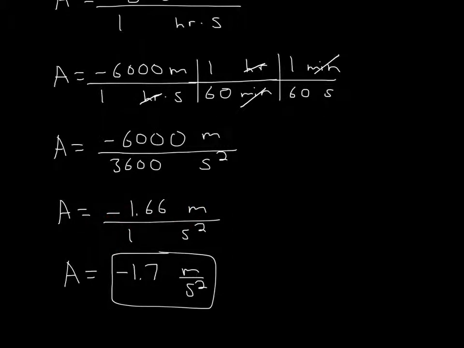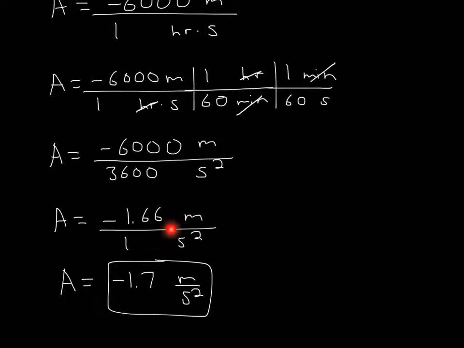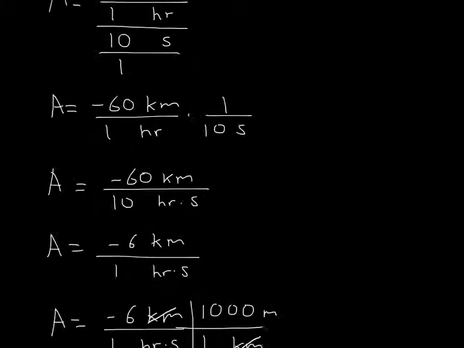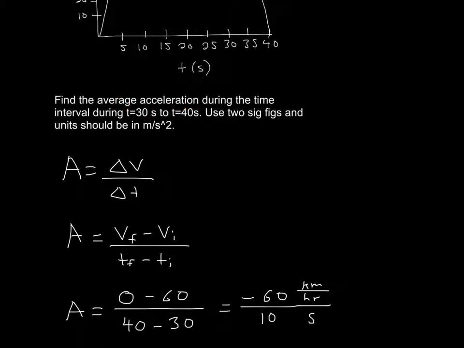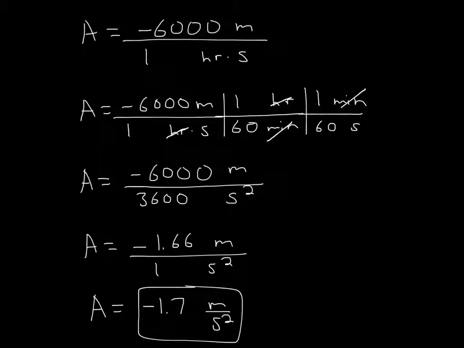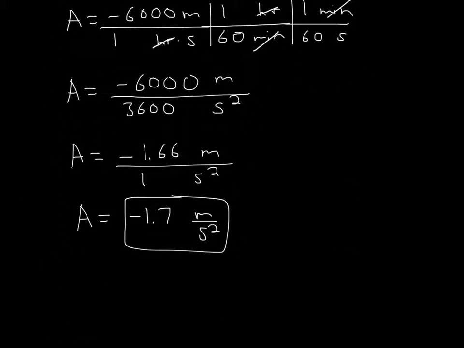Now we go back to the problem, and we do have the correct units. We did solve for acceleration, so that's correct. They want 2 sig figs, but we did get the m over s squared. The final thing is we have to get those 2 sig figs. Right now it's 3 sig figs, so we just round it up, and we get negative 1.7. We have the correct units. We solved for the right thing, and that will be your final answer.